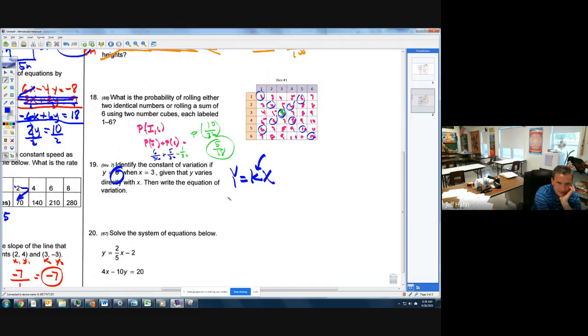Y is 6, and x is 3. So if I am solving for the letter k, which is the constant of variation, you just divide by 3 to get k by itself. So k equals 2. So the equation of variation would simply be this same thing, except you put 2 in for k. So y equals 2k.